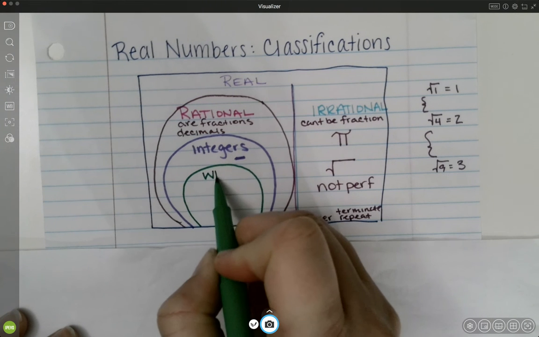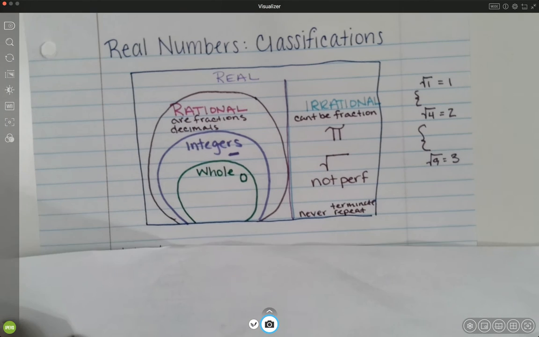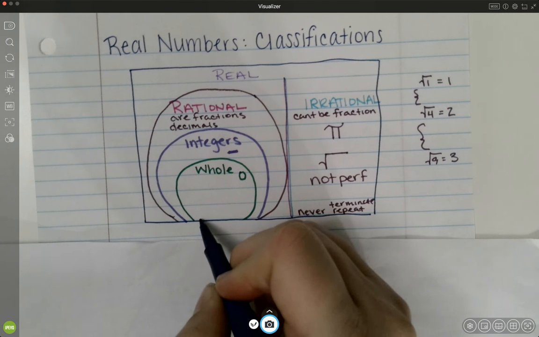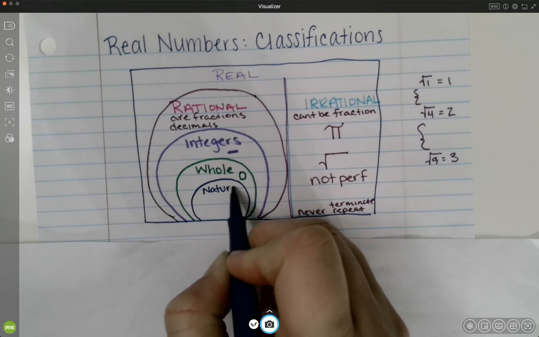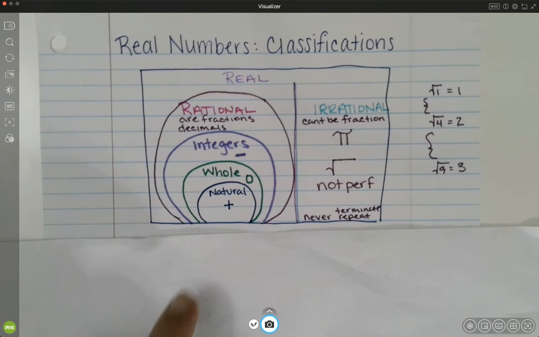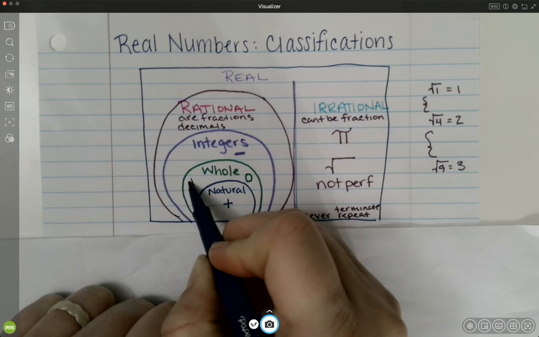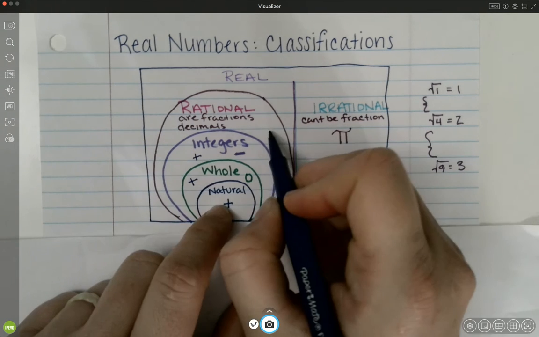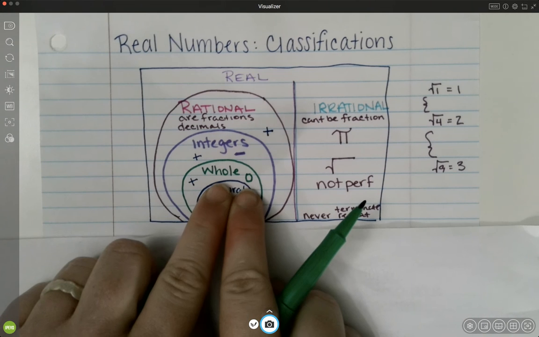And inside of integers, we have whole numbers. This is where we have the introduction of 0. Then inside of here, we have what's called natural numbers, because it's only natural to start counting with our positives. The way we read this diagram is that natural numbers, these positives, are inside of whole numbers. So whole numbers are also positive, which is inside of integers, which is also positive, which is inside of rationals, which is also positive.